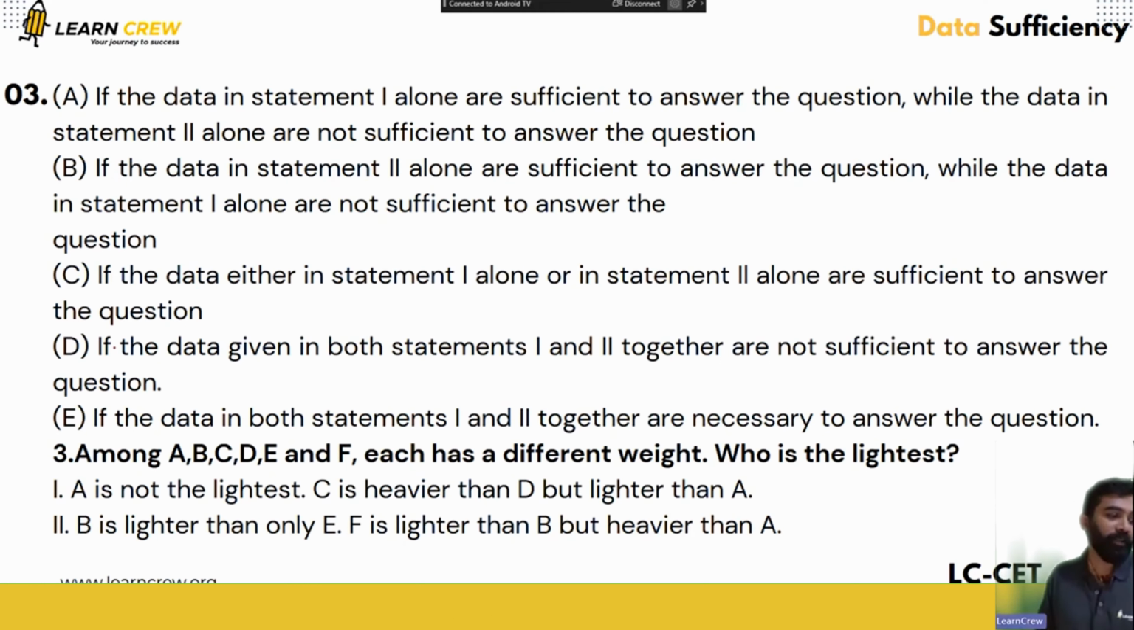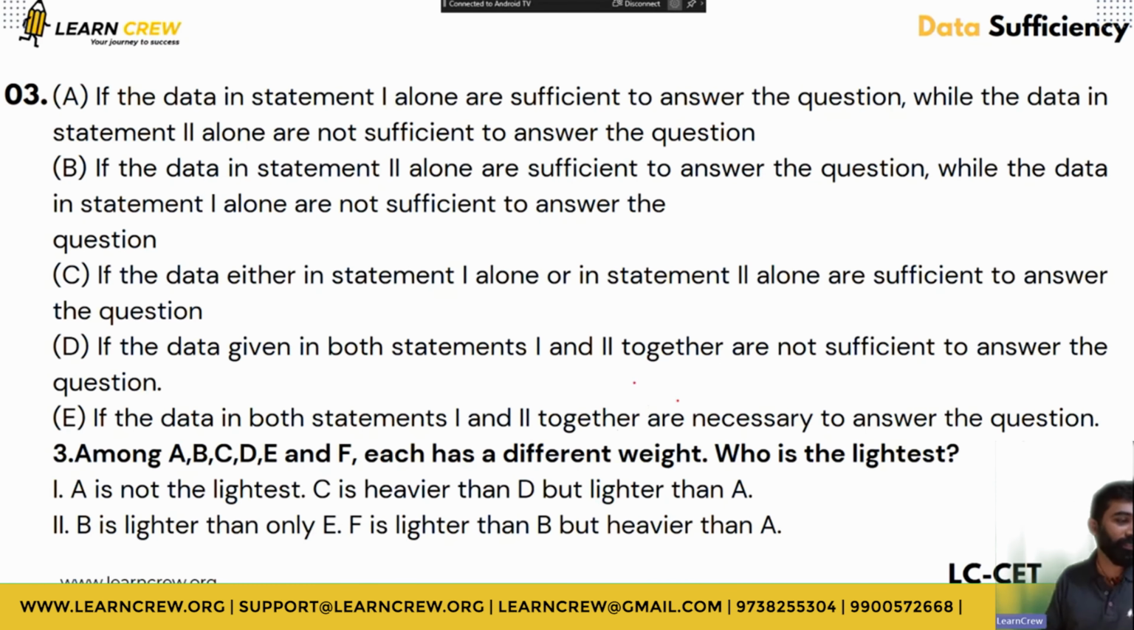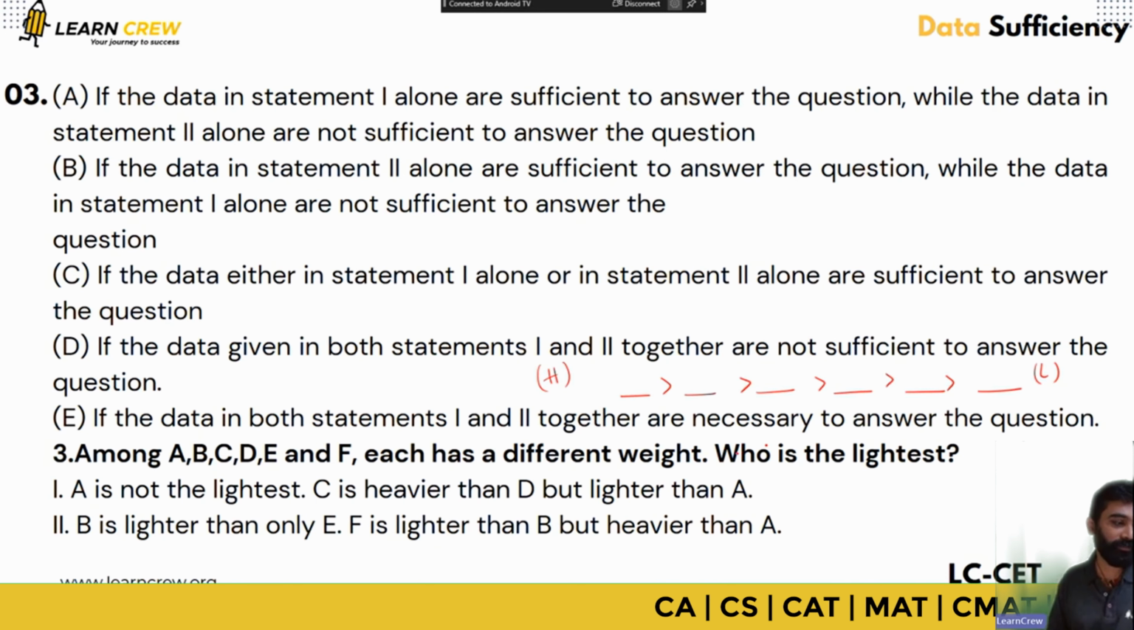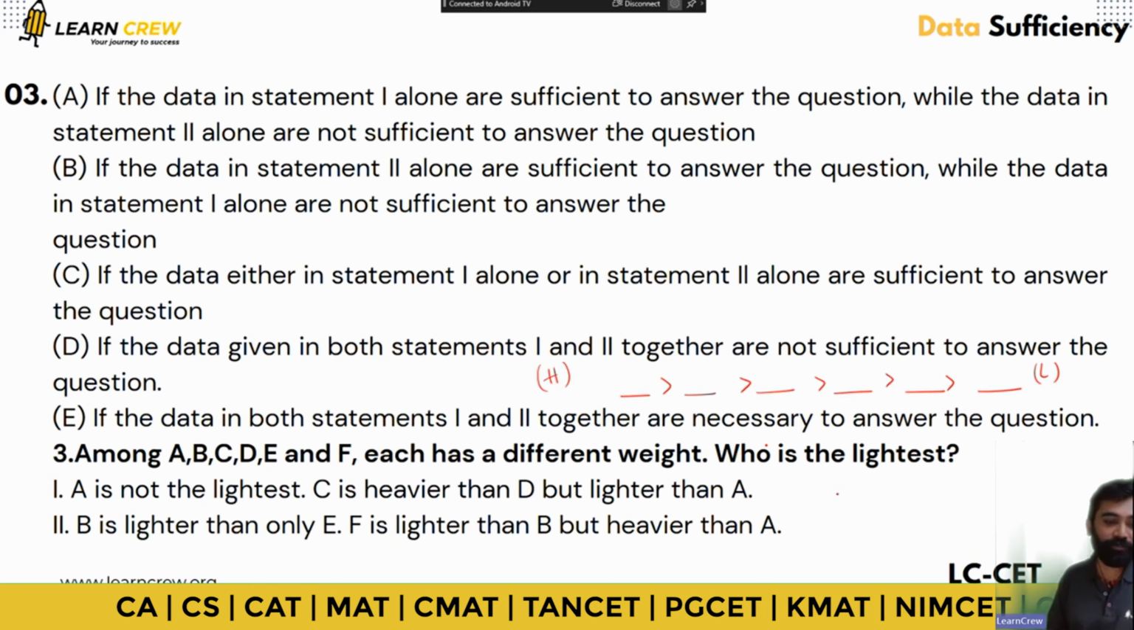D. Okay, let us see. So they are giving six friends: 1, 2, 3, 4, 5, 6. This is heaviest, this is lightest. A is not the lightest, so A can be somewhere.